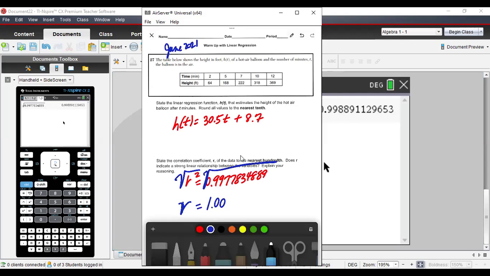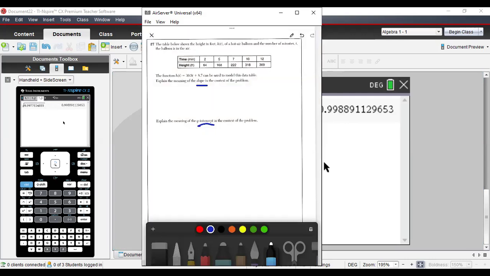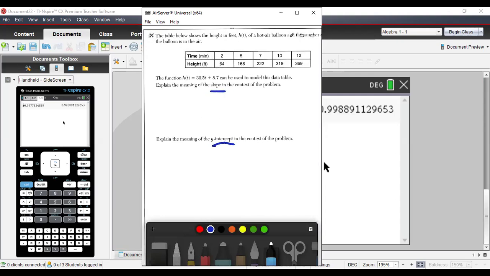Now let's go over here and look at the actual question. It said, what does the slope mean? Now, the slope we calculated as 30.5. And I'm going to put that over 1. Whenever you're trying to interpret slope, you should always make it into a nice fraction. Now, all you have to do is use the units in order to answer this question. So the x units are minutes, and the y units are feet.